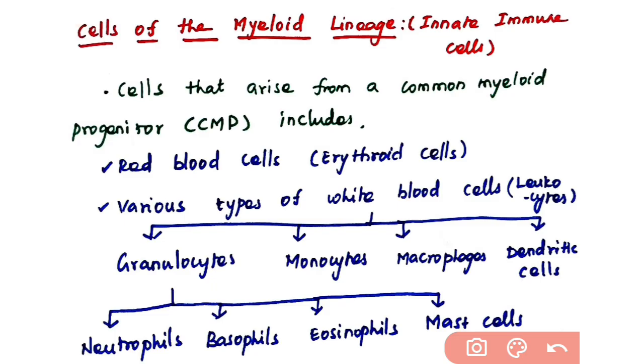The cells that arise from myeloid lineages are red blood cells, then various types of white blood cells, that is granulocytes, monocytes, macrophages and dendritic cells. These granulocytes are also classified into neutrophils, basophils, eosinophils and mast cells. So let's start with granulocytes.